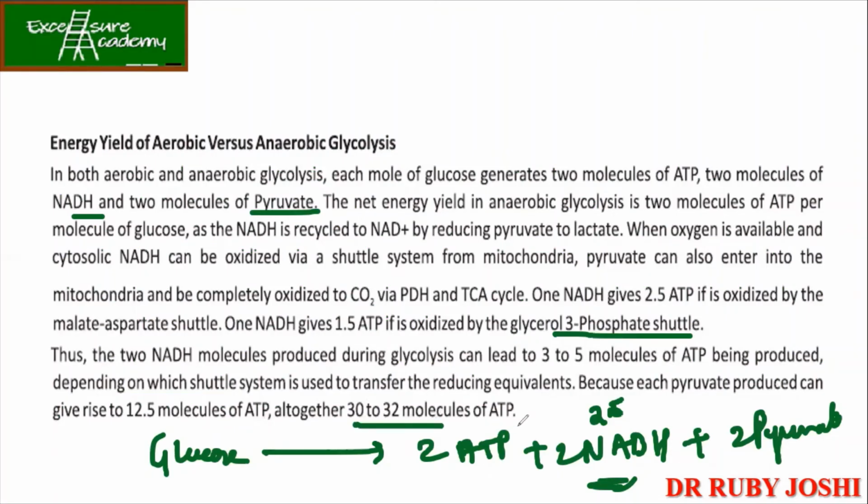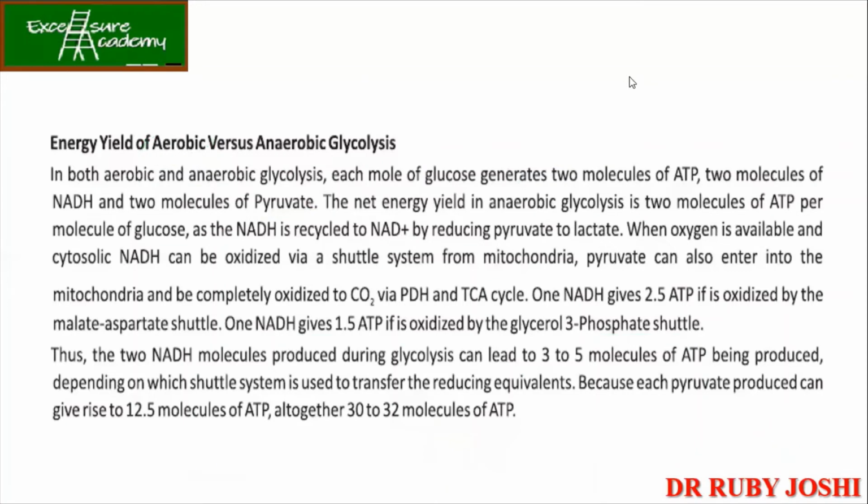Altogether, how much will we get in aerobic glycolysis? Around 30 to 32 molecules of ATP. Right? So which is better? Aerobic, because in anaerobic, how much are you getting? 2 plus from pyruvate around 12.5? No, you get less. So if I'm oxidizing completely in the presence of oxygen, the entire glycolysis, TCA cycle, etc. is happening, then I'm getting more ATP. So of course aerobic is better than anaerobic glycolysis.